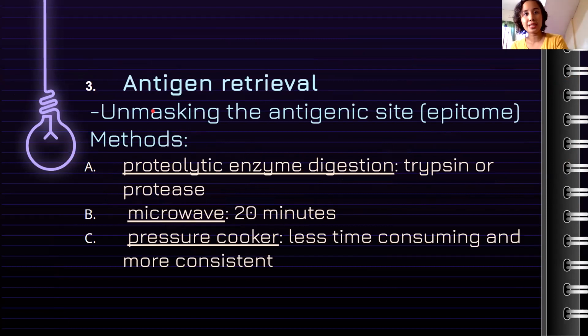We are unmasking. So it's as if the antigenic sites are hidden, or the epitopes, class, are hidden. So, how would we retrieve it? Through proteolytic enzyme digestion, by subjecting it to enzymes like trypsin and protease, or microwaving it for 20 minutes, or a pressure cooker, which is less time consuming and more consistent.